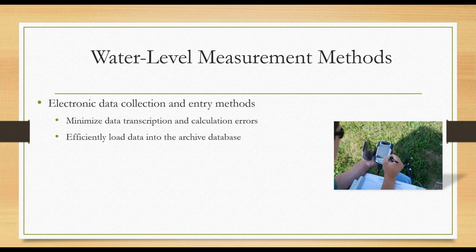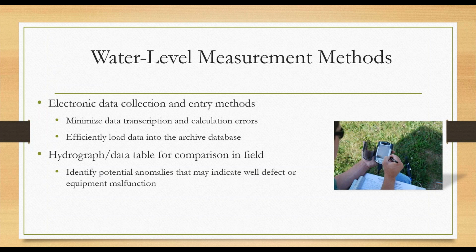You may only catch it later on as you're analyzing the data. But by doing electronic data collection and data entry, we try to minimize those types of errors when we collect the data. It also helps us effectively load the data into the database and archive the data with all the metadata that goes with describing that water level measurement. Also, by using electronic collection, we have a system called SVMAC, Site Visit AQUARIUS.